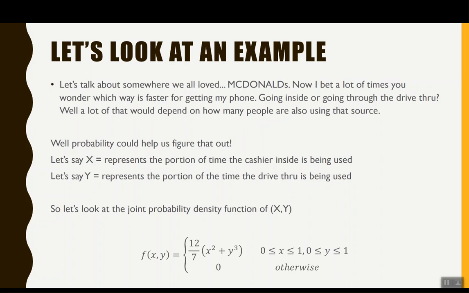So we have our function here. And just like in calculus, when we had 2 variables and we're solving for the area underneath the curve, we would need to take a double integral. We're going to do the same thing here when we solve. Yes, so we have the probability of x, which represents the time the cashier inside is being used, and the probability of y, which is the time the drive-thru is being used.